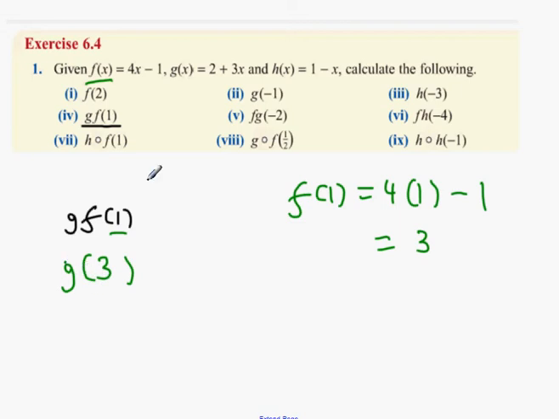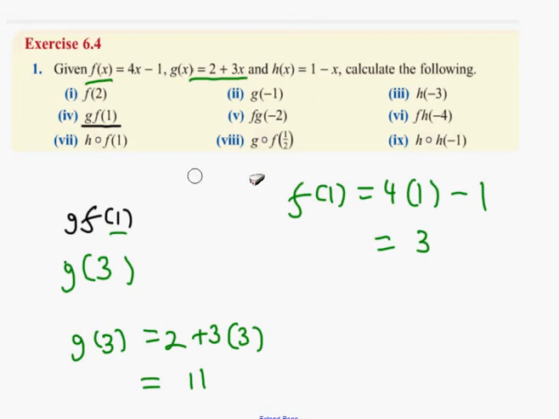Now what letter is beside your answer? The g. So you go to g of 3. The g rule wants you to get the number 2 and then plus 3 times whatever your number is. So what number are we using in this one? 3. 3 times 3 plus 2, 11. That's basically how you do those types, okay?